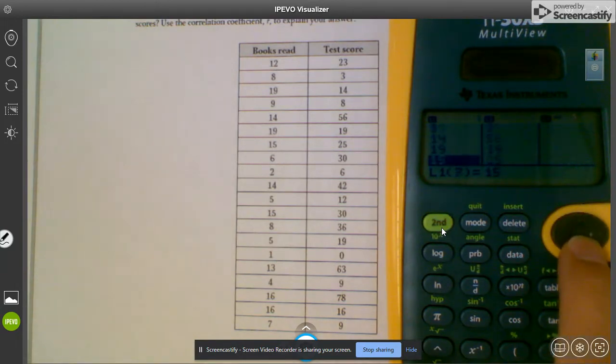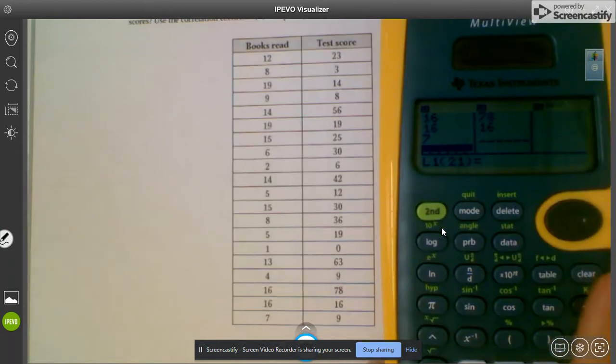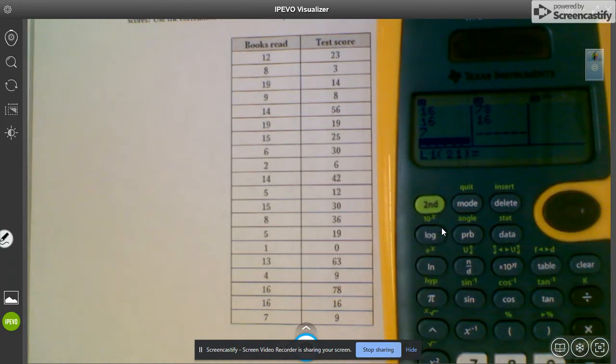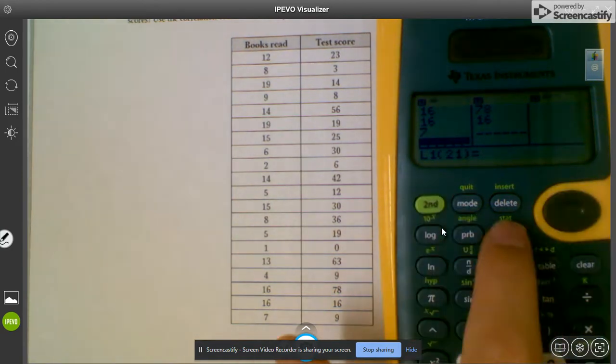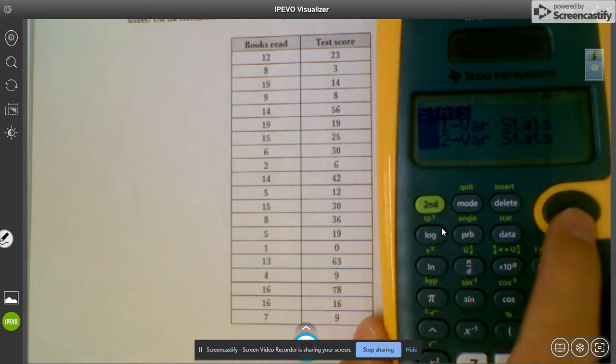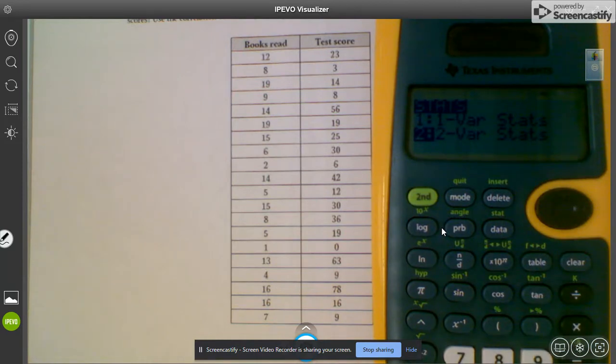Now, the only thing I did not do is down here at the very end, I did not plug in the last one, because some people were asking. If for some reason you skip one, what we're going to do is go to the stats page like before. We hit second stat, and we want two variable stats this time because we have two variables, an X and a Y. My data for X is in L1, and my other data is in L2, so I hit calc.